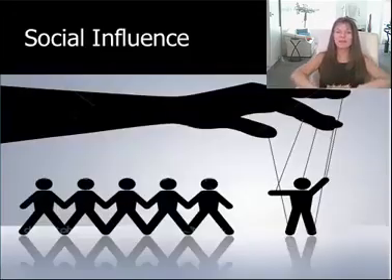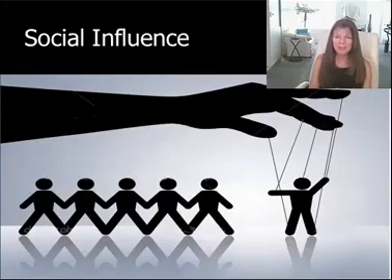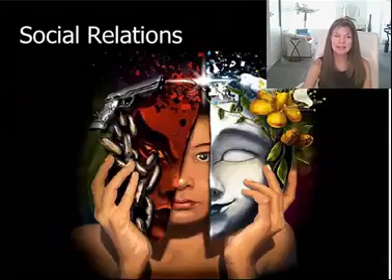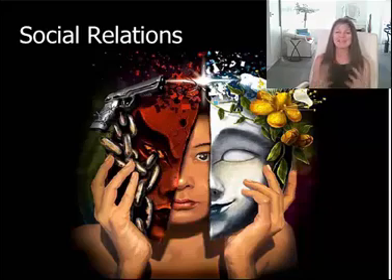Social influence, the second section of this class. How do we influence each other? This section of the class will include conformity, deviance, obedience, and group phenomena. And third, social relations. This ranges from prejudice, aggression, pro-social behavior, and interpersonal attraction. That's right, even love.